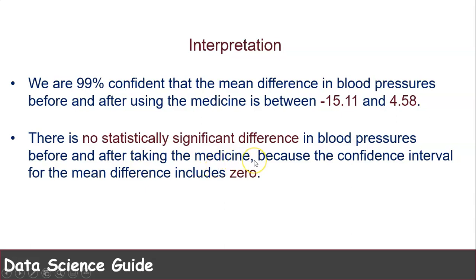And the reason behind that, the confidence interval for the mean difference includes 0. And because we have 0, we conclude that there is no effect or impact for that medicine. If we have only negative numbers or positive numbers in our interval, we can say there is a negative or positive impact for that medicine.